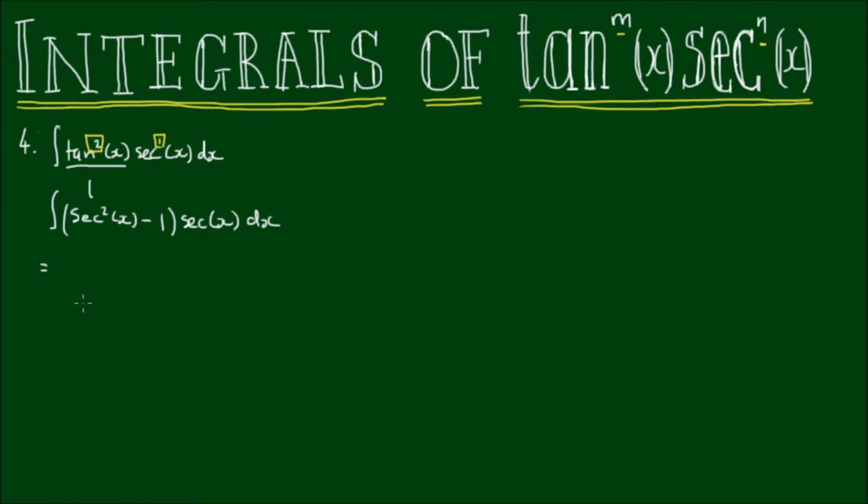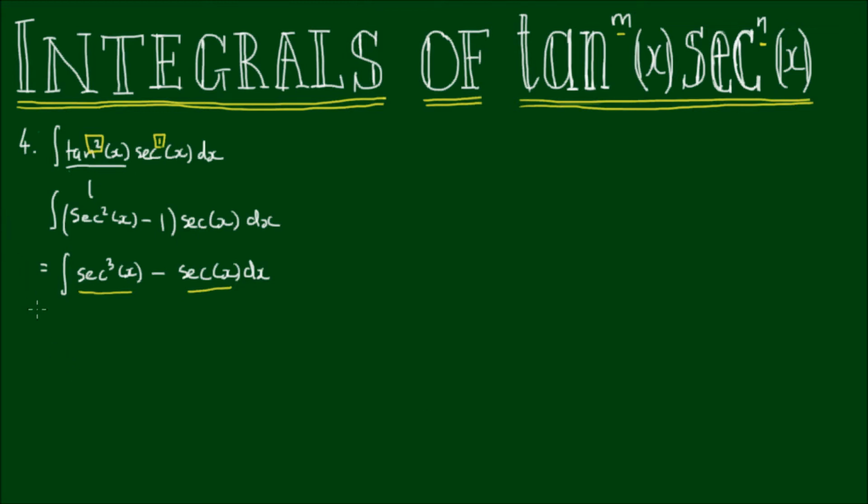And then if we expand the secant into the parentheses, we get the integral of sec cubed x minus sec x dx. So what this integral has turned into is the integrals of two odd powers of secant. And this is why integrals of this form are harder to evaluate, because for smaller odd powers of secant, these are quite manageable. But for larger odd powers, say 5 and above, these integrals get quite difficult very quickly.